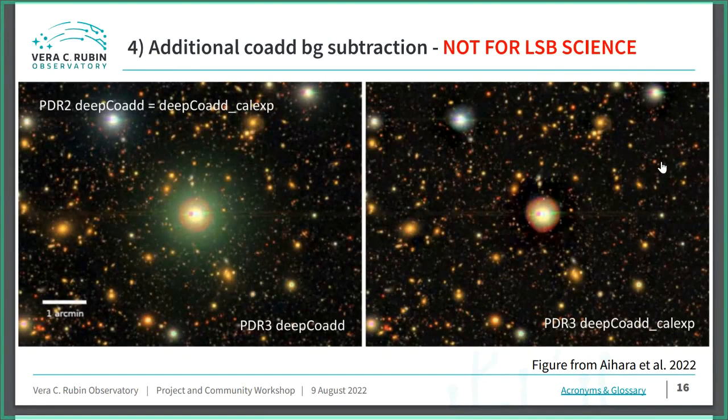On the left side here, you can see what's referred to as the deep coadd dataset type, and on the right-hand side, the deep coadd CalExp dataset type. The left is the coadd prior to that final aggressive background subtraction, and on the right-hand side is the coadd after that aggressive background subtraction. Now, for LSB science, you probably don't want to be using the image on the right. I think that's fairly obvious from looking at this image. So for LSB science, if you're accessing data that comes out of the science pipelines, the dataset type you should be requesting is probably the deep coadd and not the deep coadd CalExp. Okay, next slide, please.